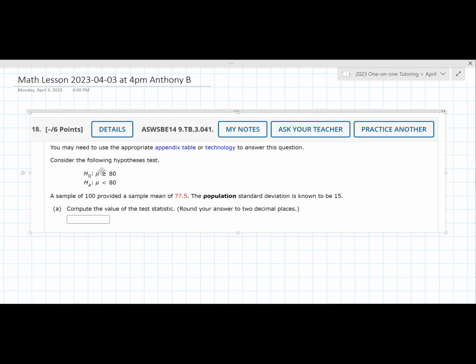Null hypothesis mu greater than or equal to 80. Alternative hypothesis mu less than 80. So this one's a little bit different where they already give you that information. They tell you that it's a sample of 100, that's n.